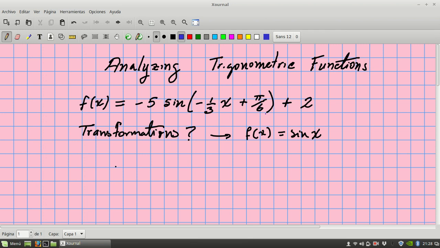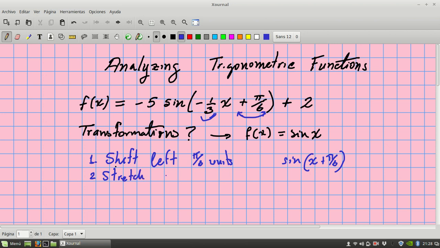Look at that. The first transformation that you can see is this plus pi/6. That means there's a shift to the left of pi/6 units. Okay, that's the first transformation. So when we shift it to the left, this sine function becomes sine of (x plus pi/6). Now we can see this 1/3 that is just a stretch horizontally 3 units. Okay, so the parent function becomes sine of (x/3, or 1/3 of x, plus pi/6).